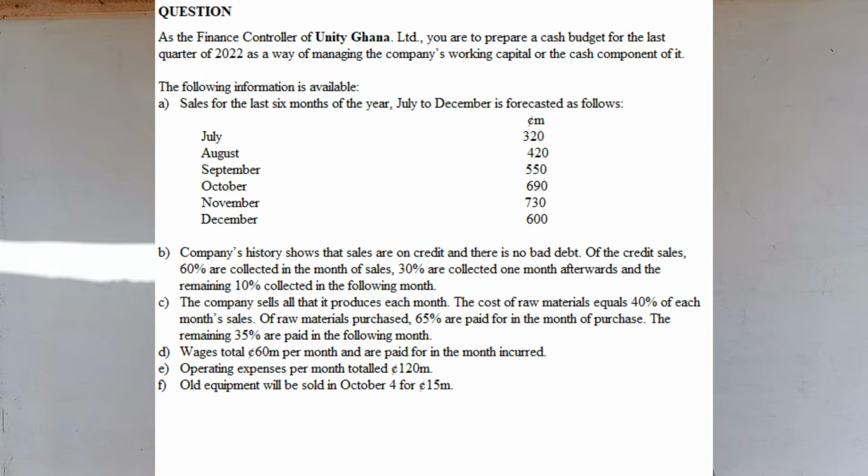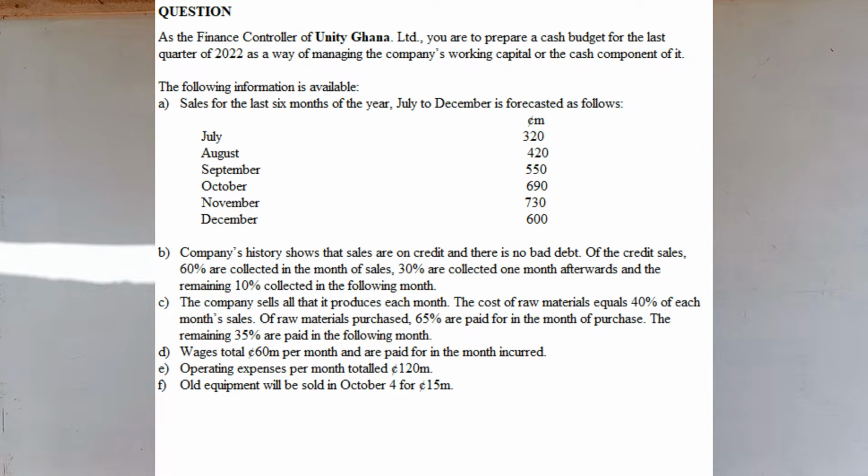D, wages total 60 million Ghana cedis per month and are paid for in the month incurred. So in every month we'll pay wages. E, operating expenses per month totaled 120 million. So that is also going to be paid. Then F, old equipment will be sold on October 4th for 15 million Ghana cedis. So when you sell the equipment, it's going to give you some proceeds. So that is going to be a cash inflow in October.